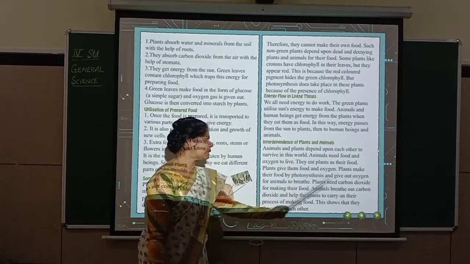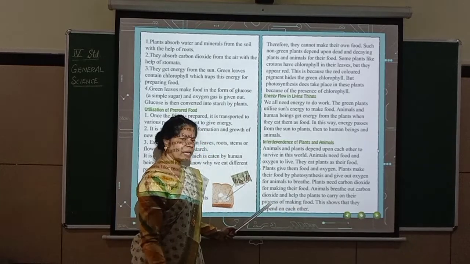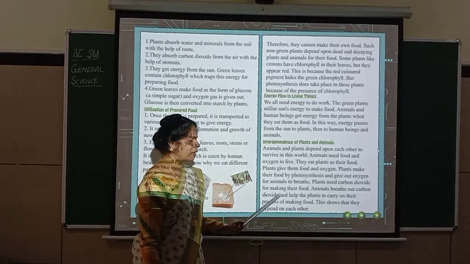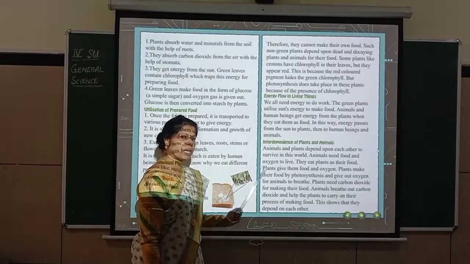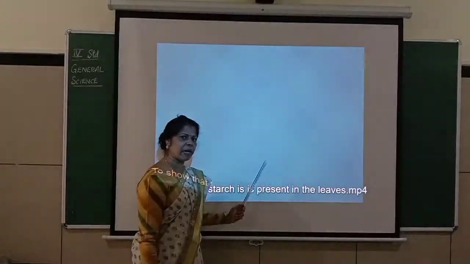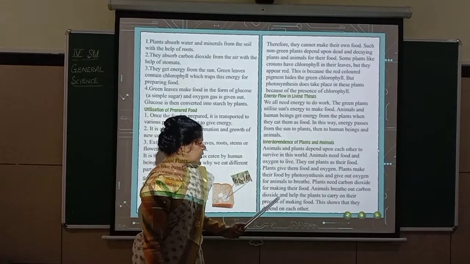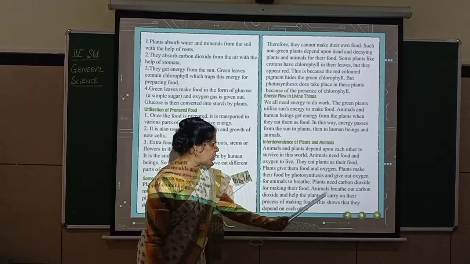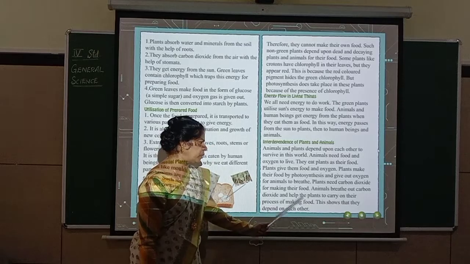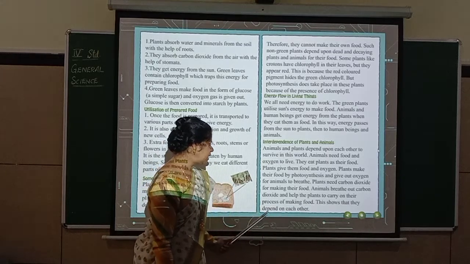Animals breathe out carbon dioxide, isn't it? They take in oxygen and give out carbon dioxide, which is utilized by plants during photosynthesis. So carbon dioxide will help the plants to carry on their process of making food. This shows that they depend on each other.